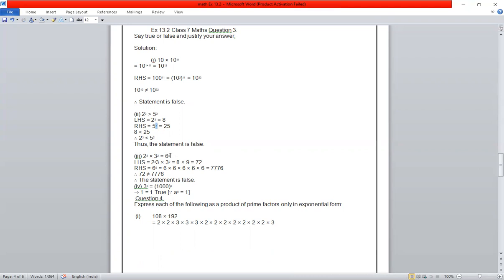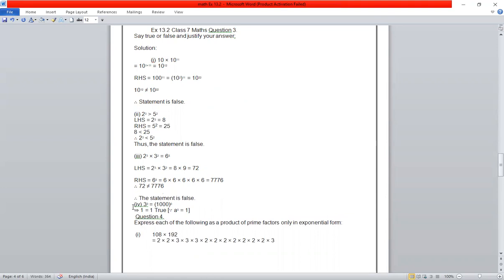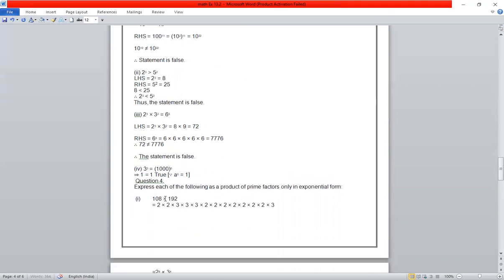Next one is again 2 to the power 3 into 3 to the power 2 is equal to 6 to the power 5. So what we have to do here? Let us go for LHS and RHS separately. 2 to the power 3 into 3 to the power 2. 2 to the power 3 is again 8. 3 to the power 2 is 9. 8 9s are 72. And 6 to the power 5 means 6 we have to multiply 5 times. The answer is 7776. Both are not same. So the statement is false.